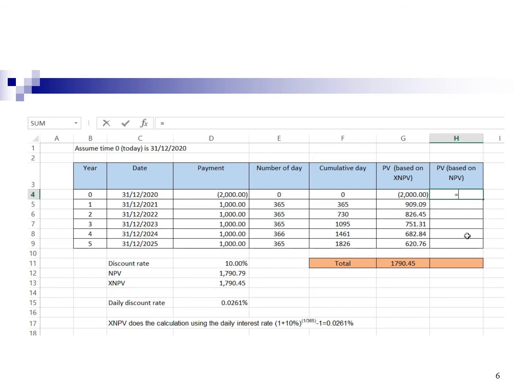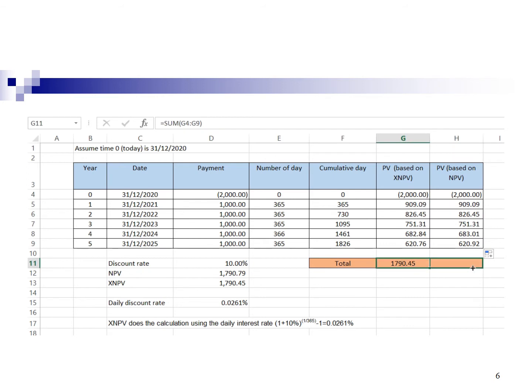I'm going to type equal cash flow divided by open bracket 1 plus the annual discount rate of 10%, close bracket, power of year. Alright, year is 0 here. I'm going to type F4 here to fix the reference cell for interest rate. Enter. After that, I'm going to drag all the way down for the rest of the present value.